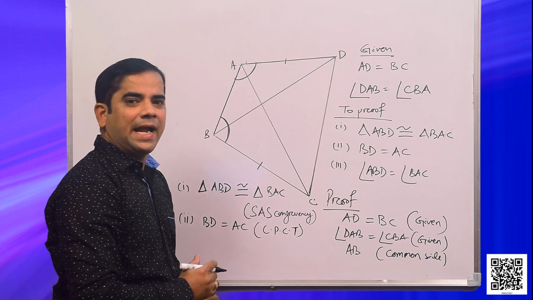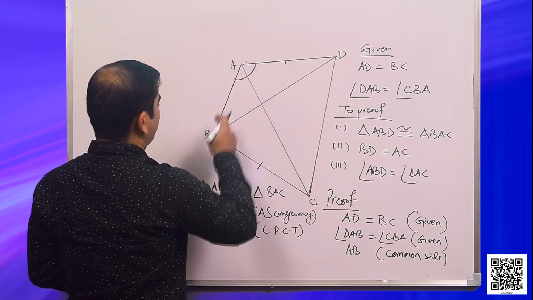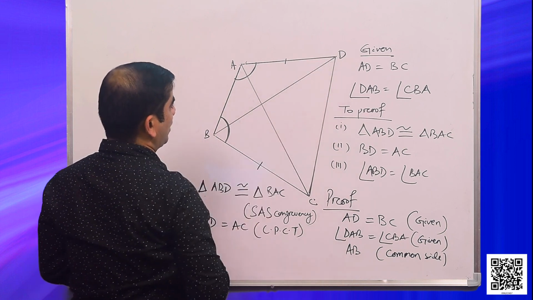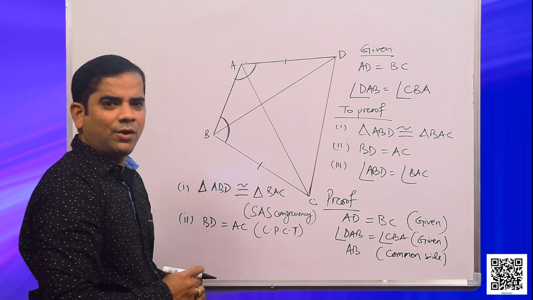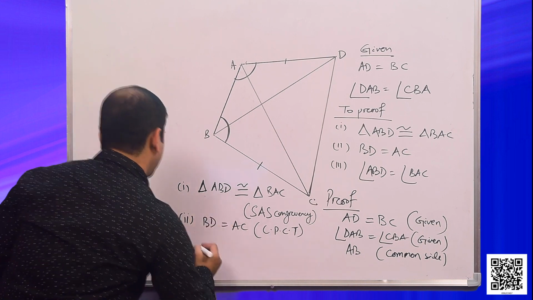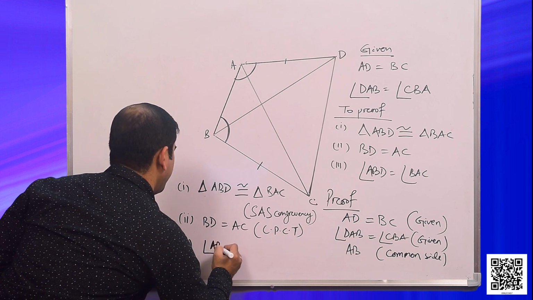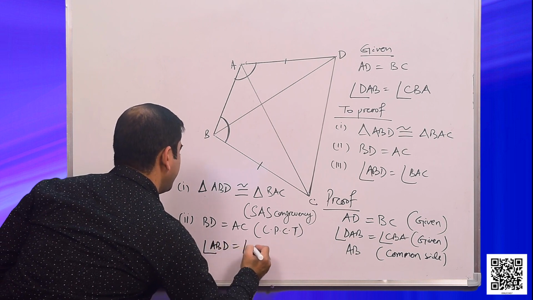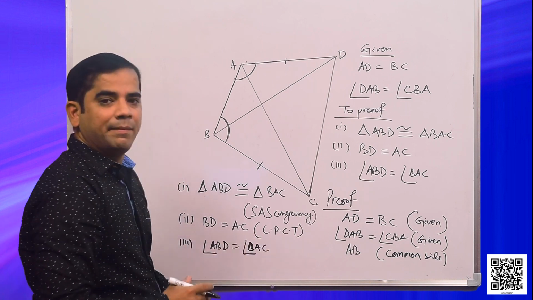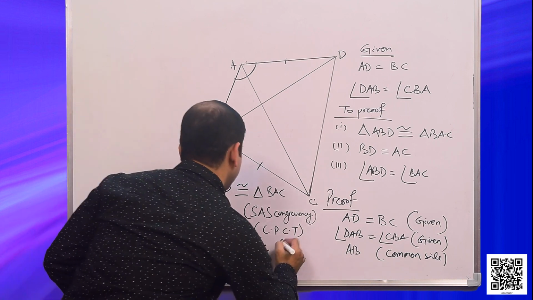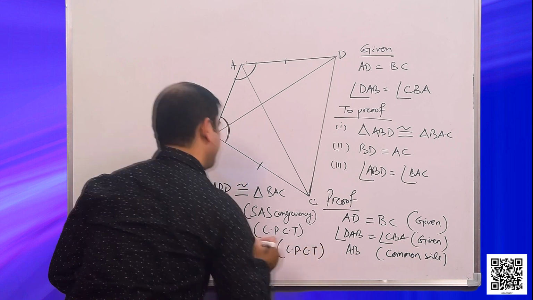Fine. Angle ABD is equal to angle BAC. They are also equal because they are corresponding angles. Angle ABD is equal to angle BAC. They are also corresponding angles.